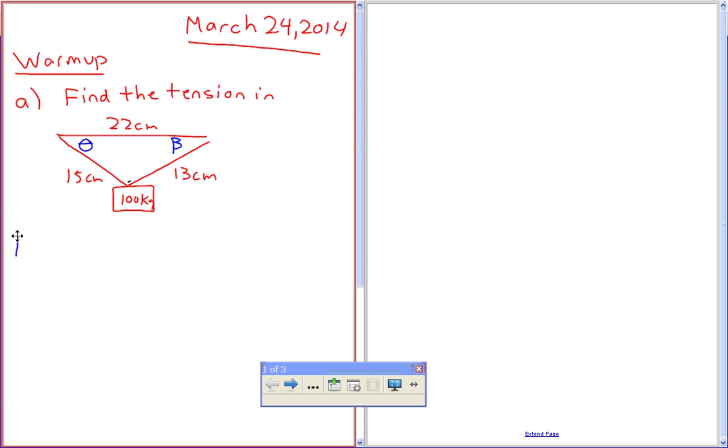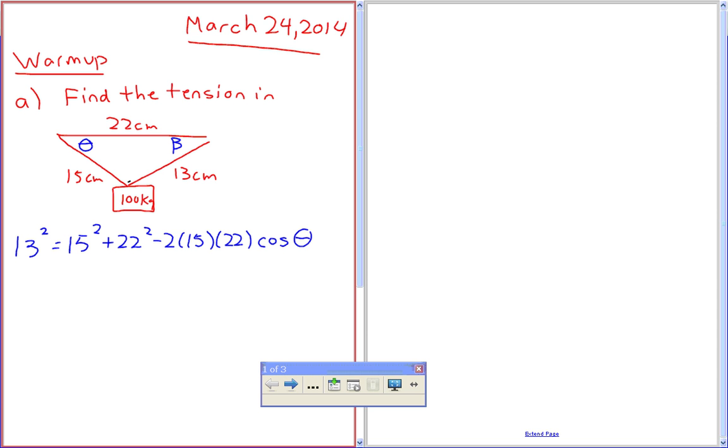I solved for the other angle. Okay, I'll help you here. 13 squared equals 15 squared plus 22 squared minus 2 times 15 times 22 cos theta.